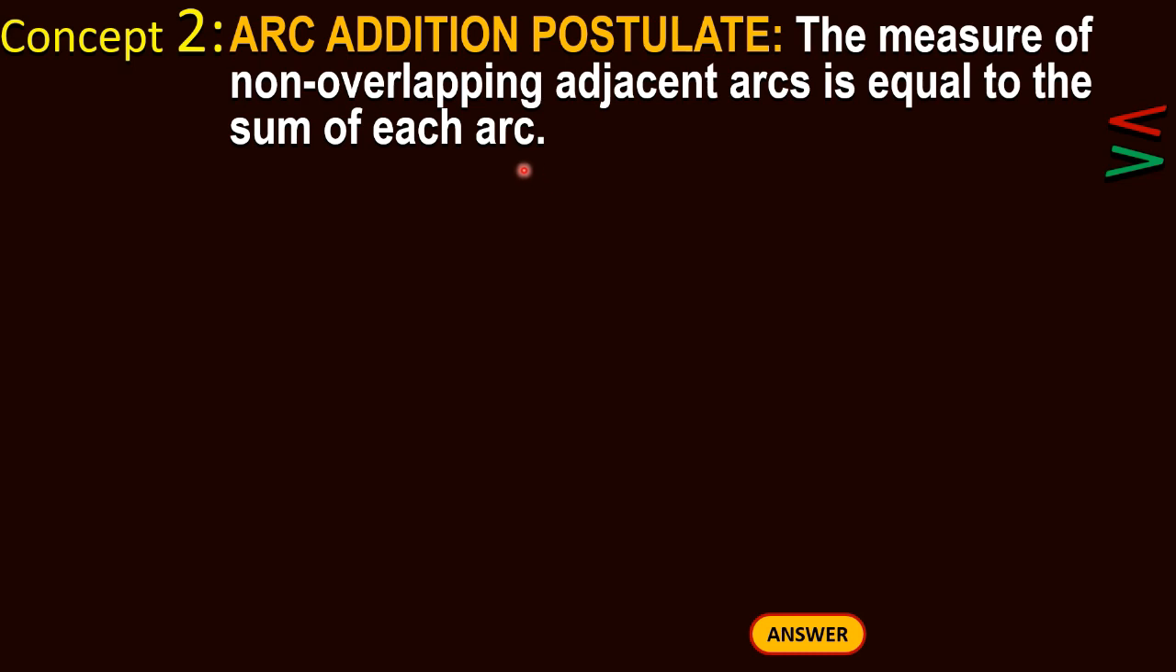For our concept number 2, that is arc addition postulate. The measure of non-overlapping adjacent arcs is equal to the sum of each arc.